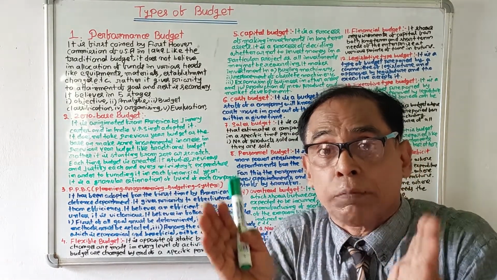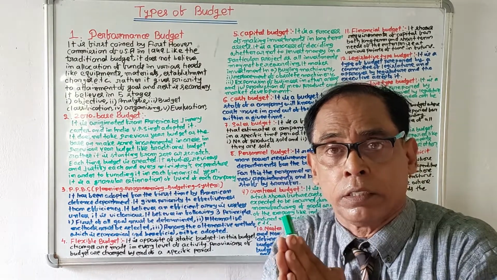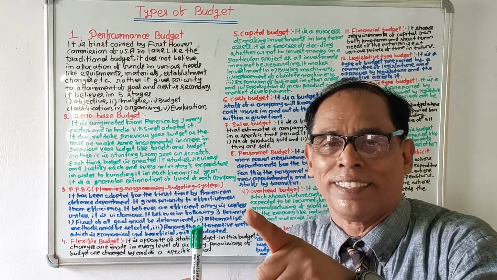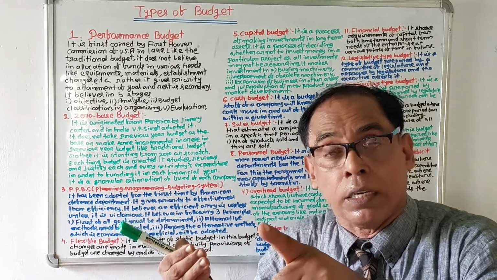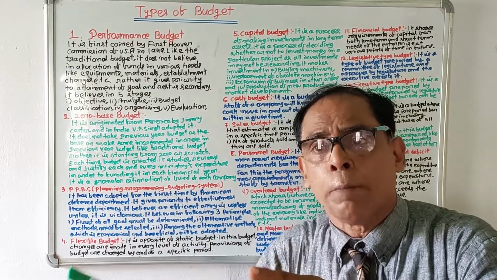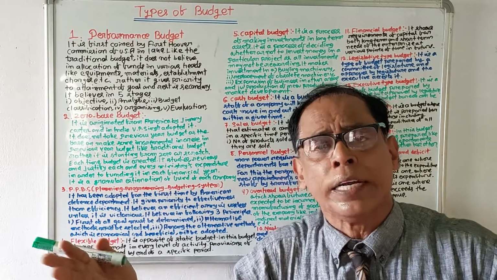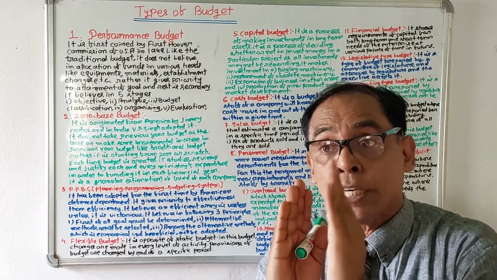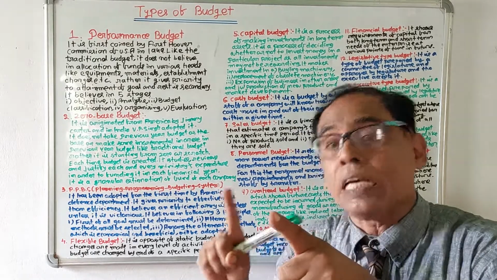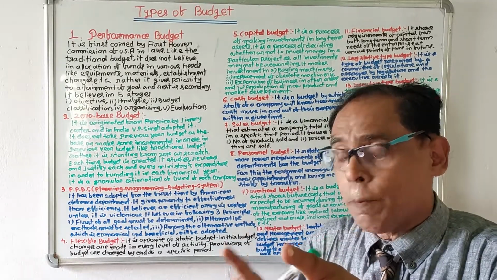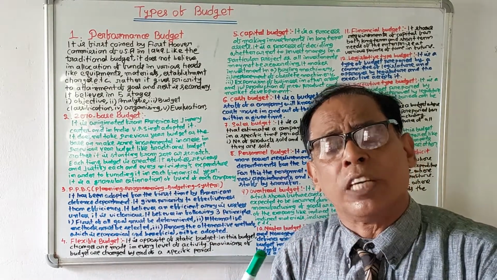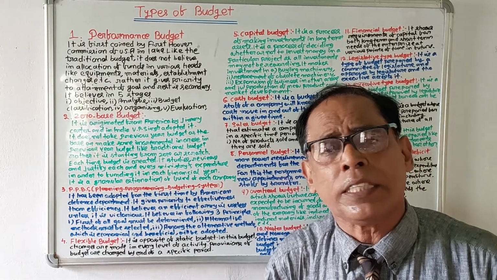This budget system says that effectiveness is important, not efficiency. It means if the army is efficient but it is unable to win the war, it is meaningless. So for the PPBS system, effectiveness is more important than efficiency. If an army is efficient but unable to win the war, the army is useless.